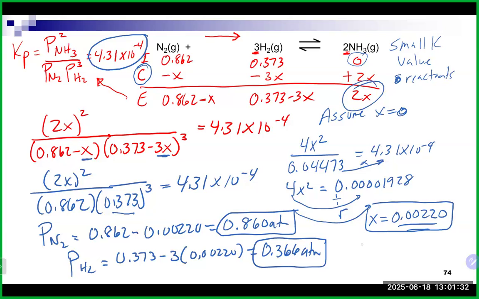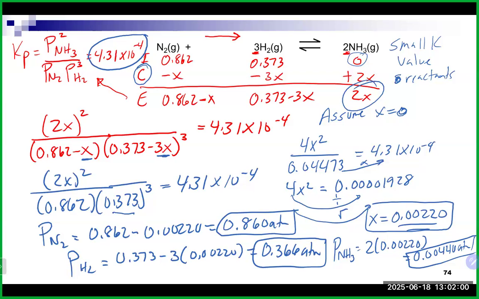And you can probably see it over there, I think. Pressure of our NH3 is going to be 2 times 0.00220, and 2 times 0.00220 is 0.00440 atmospheres in this particular case. And that would give us now our partial pressures of everybody there.